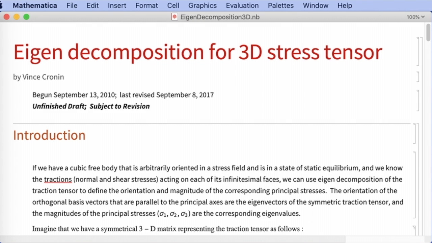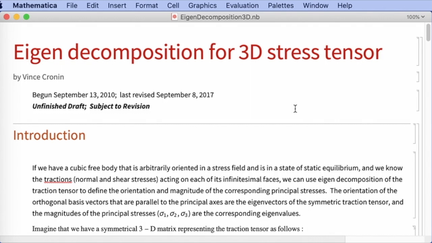In this video, I want to show you how to use a little program I've written to determine the principal stress axes from the tractions on an arbitrarily oriented cube within a stress field. And we're going to use a method called eigenvalue decomposition for this.